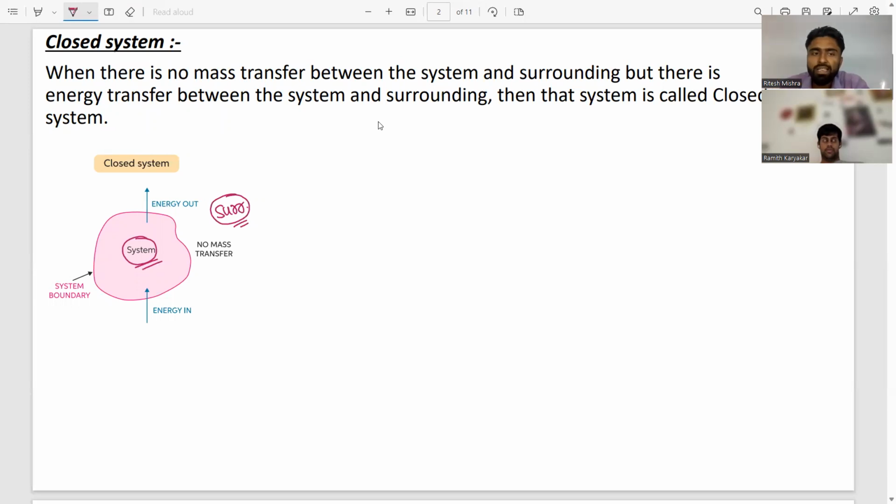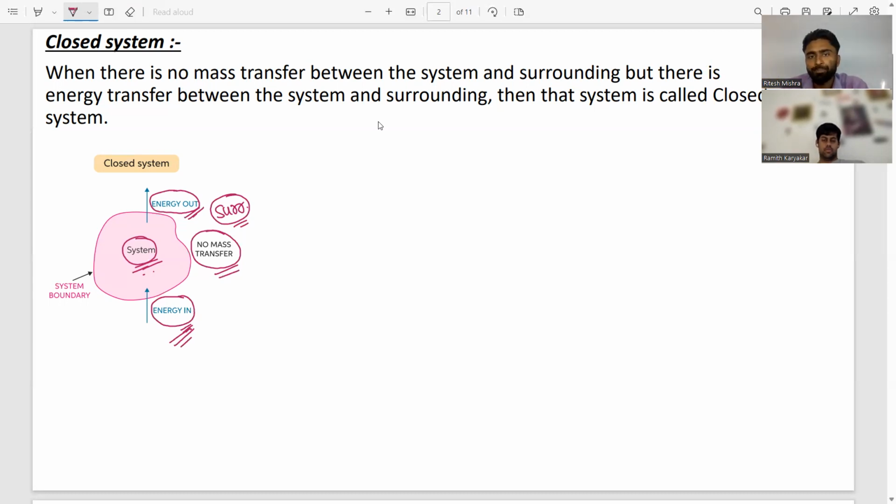Here, as you see, energy in and energy out. Energy enters the system from the surrounding, and energy goes out from the system to the surrounding. That means there is energy interaction between the system and surrounding, but no mass transfer between them. So this type of system is called a closed system. I will discuss a few examples so you can easily understand that.